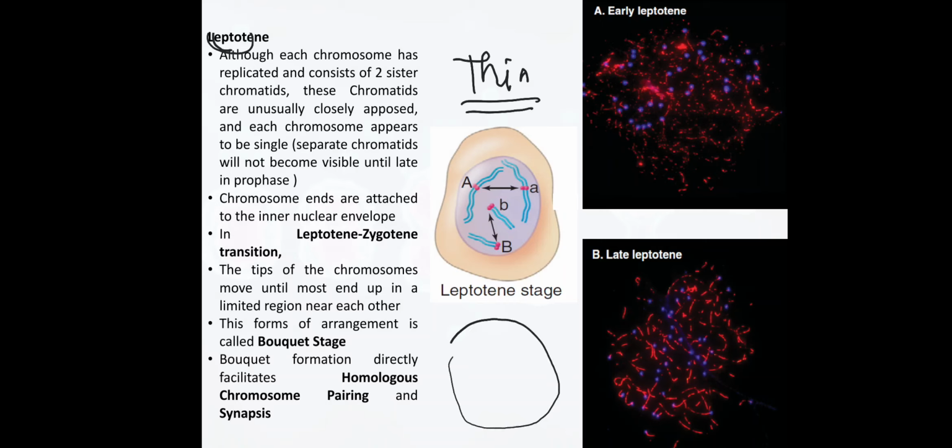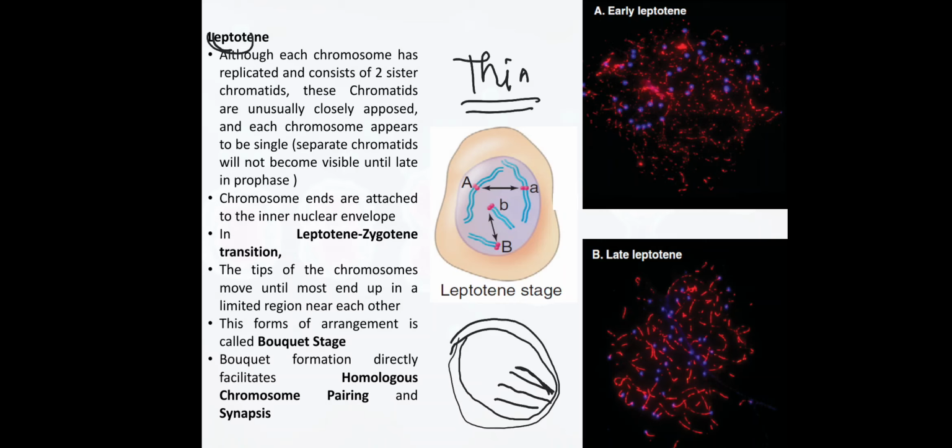See here in this leptotene stage, this is the cell, so the chromosome ends are attached to the nuclear envelope. Later the tips of the chromosomes move until most end up in a limited region. So this form of arrangement is called bouquet stage. Here the chromatids are visible, but they are thin, and you can see the centromere also.